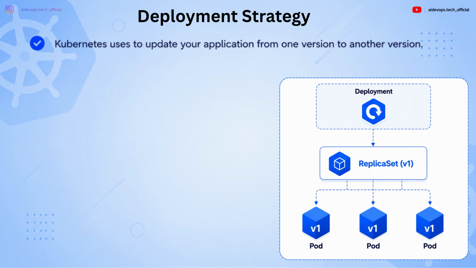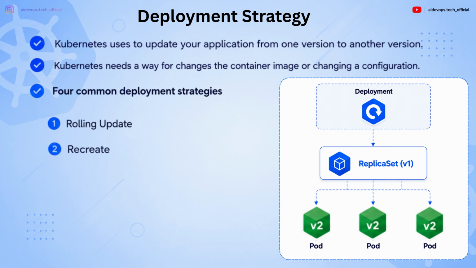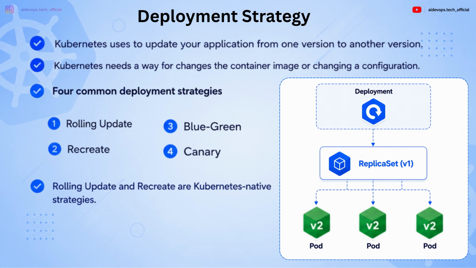So a deployment strategy is the method that Kubernetes uses to update the application from one version to another version. So whenever you make a change to the application, such as updating the container image or changing the configuration, Kubernetes needs a way to replace the old pod with the new pod. And there are four common deployment strategies: rolling update, recreate, blue-green and canary. Now rolling update and recreate are the built-in Kubernetes native deployment strategies, whereas blue-green and canary are the industry standard deployment strategies. Now let's look at each strategy one by one and see how it works.